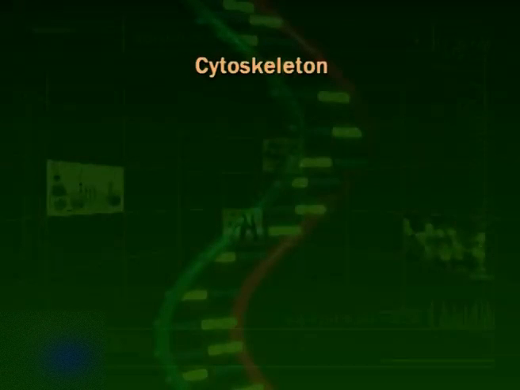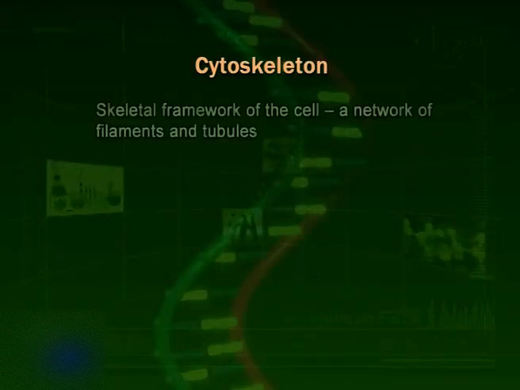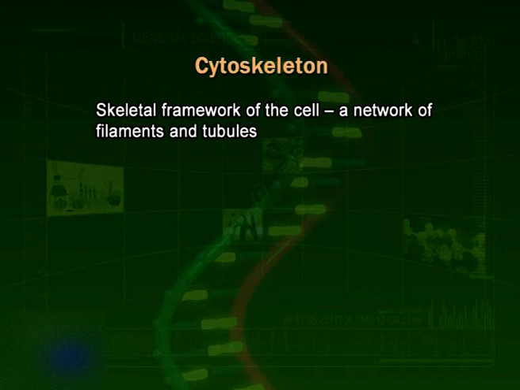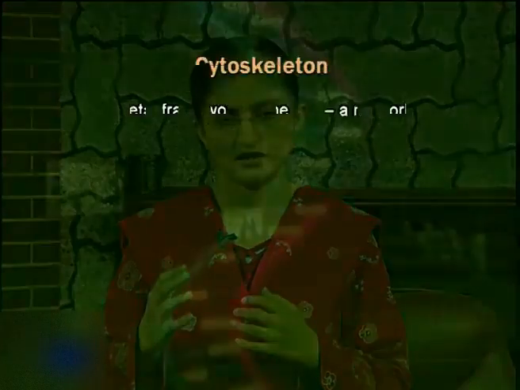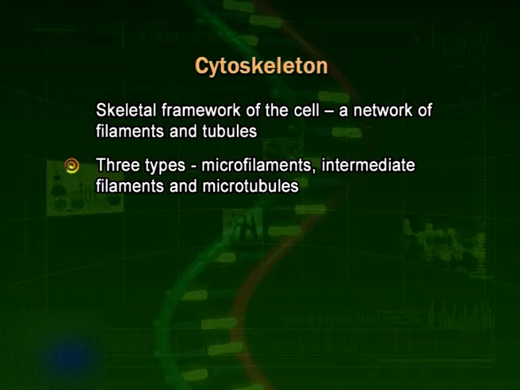Now we are going to talk about the cytoskeleton: cyto, of the cell; skeleton, the framework that supports the cell. The cytoskeleton is the system that gives support to the cell and helps the cell in its own movements. It also helps different organelles inside the cell to move from one place to another when required. The cytoskeleton consists of three types of fibers.